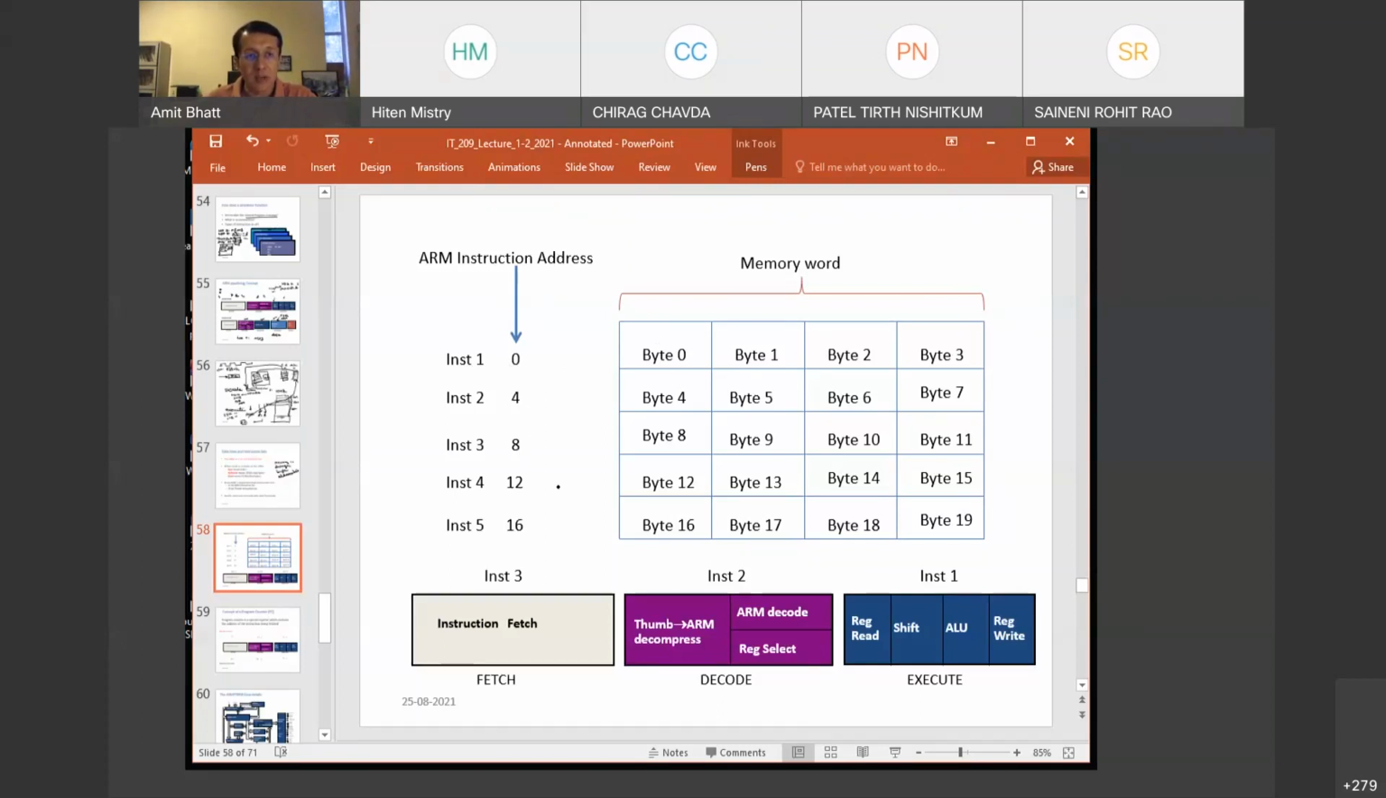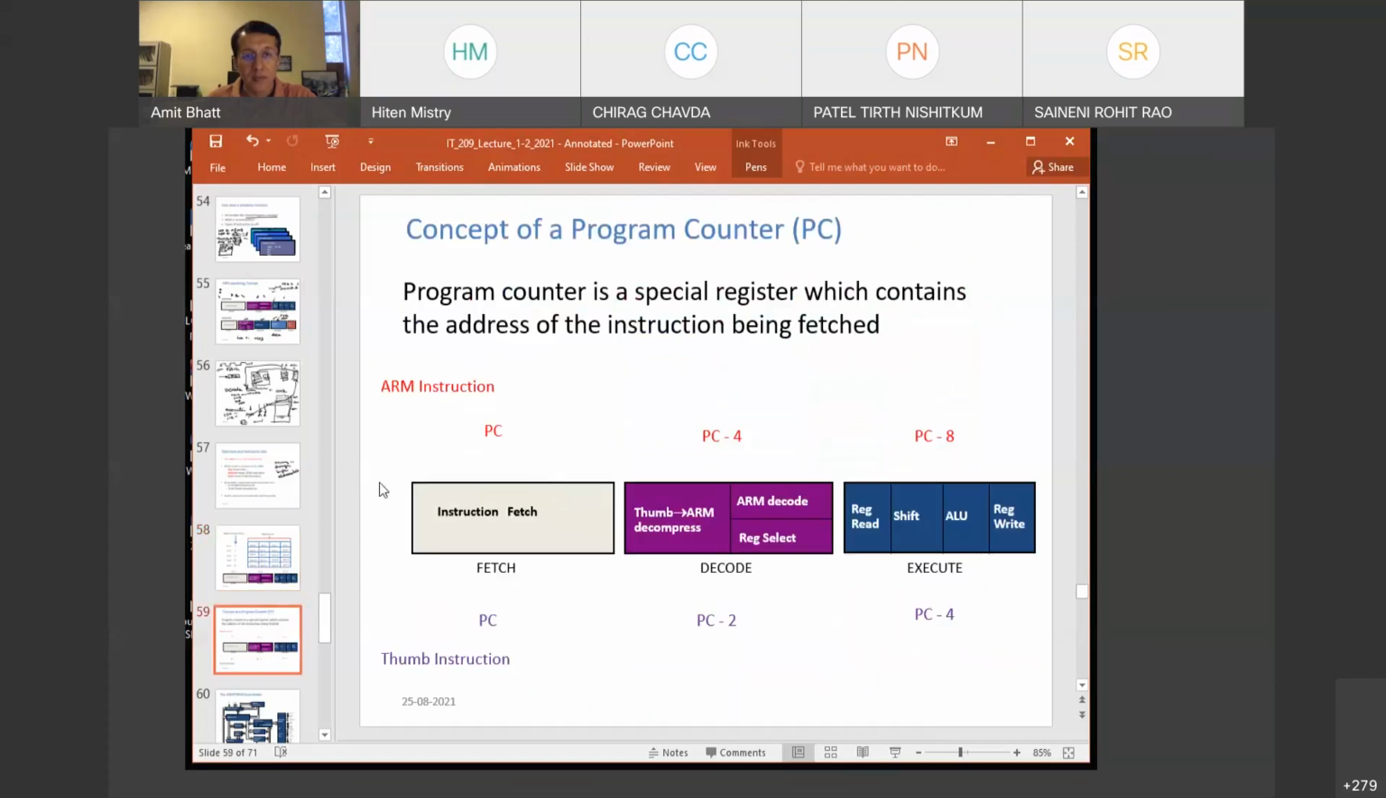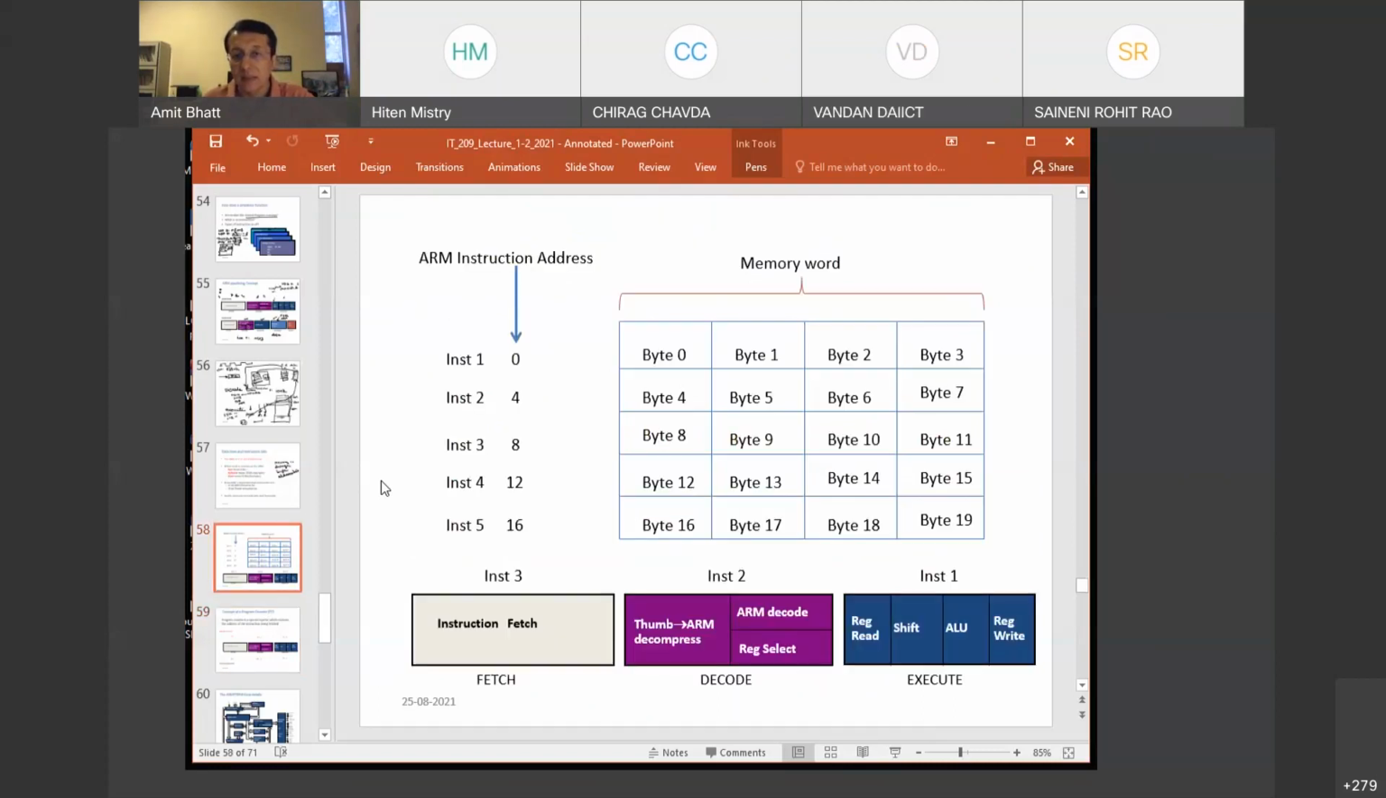Okay, if you have any question, please let me know. Sir, you said that not every ARM instruction can be compressed to a Thumb instruction. But sir, the other way is possible, like every Thumb instruction can be an ARM instruction.